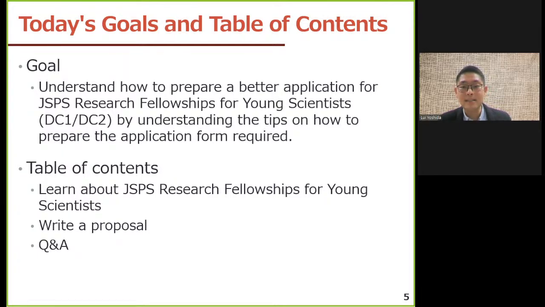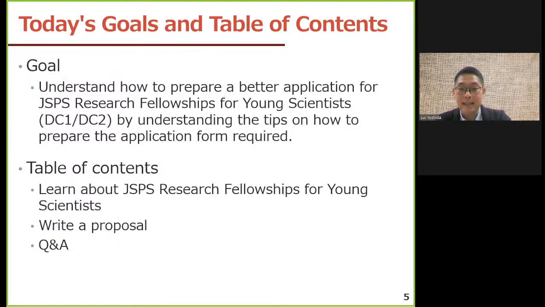Now I would like to talk about today's goal and table of contents. Today's goal is for you to understand how to prepare a better application for the JSPS Research Fellowships for Young Scientists. We say it in Japanese, Gakushin; we shorten the words, so in this webinar I will call it Gakushin. The right name is this. I would like you to understand how to prepare a better application for Gakushin by understanding the tips on how to prepare the required application form.